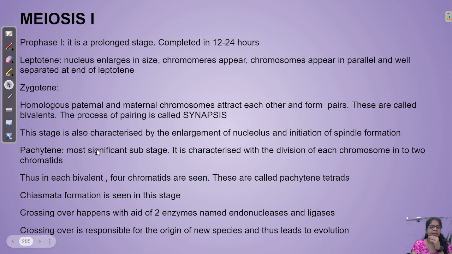And the pachytene, I told you, is the most significant substage because it is characterized by the division of each chromosome into two chromatids, right? So I hope I'm clear with that.